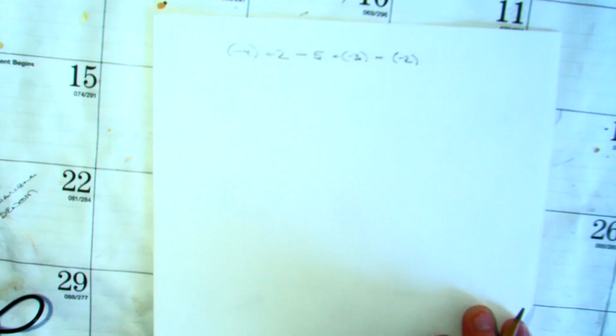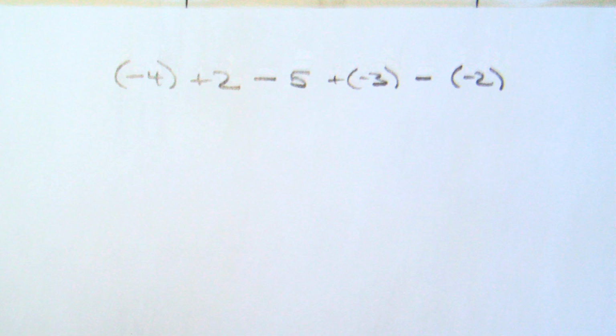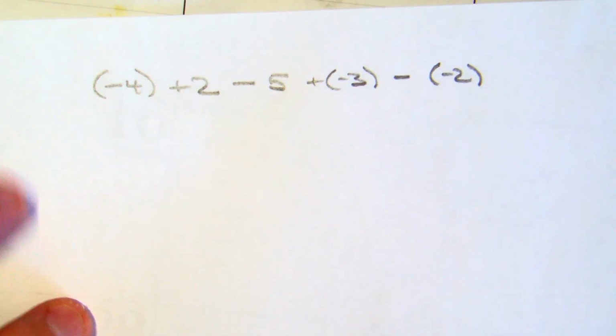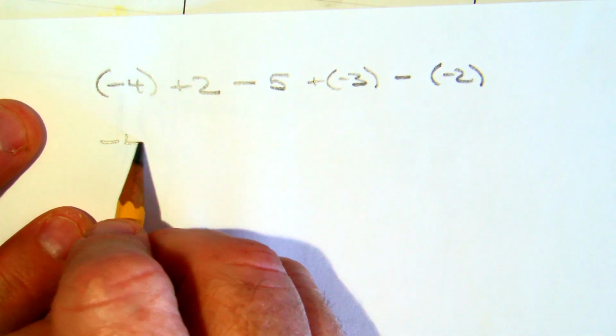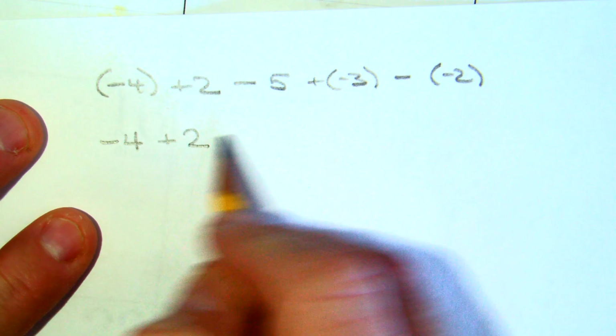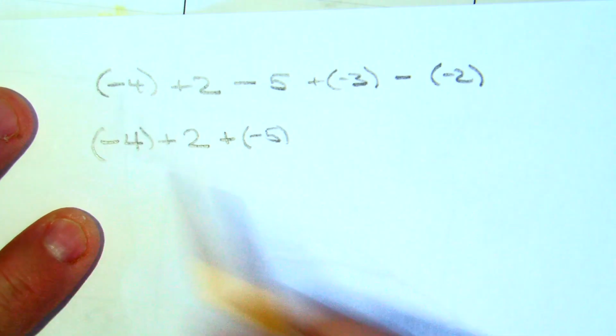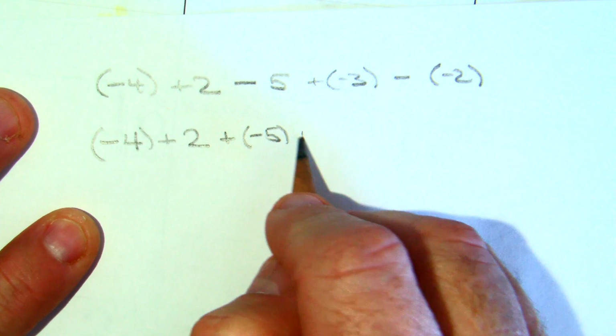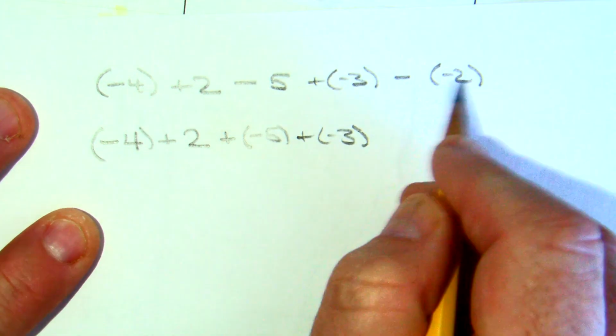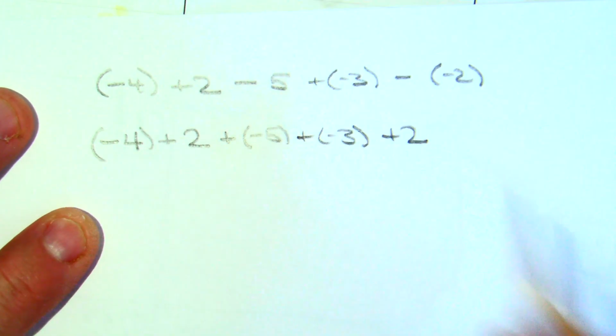Alright, so the first thing we're going to do is make sure we change all our subtractions to additions by switching the sign. So -4 stays the same, plus 2, plus -5, and again, it may be helpful to put the negatives in parentheses, plus -3, and when I subtract the negative, it turns into plus 2.